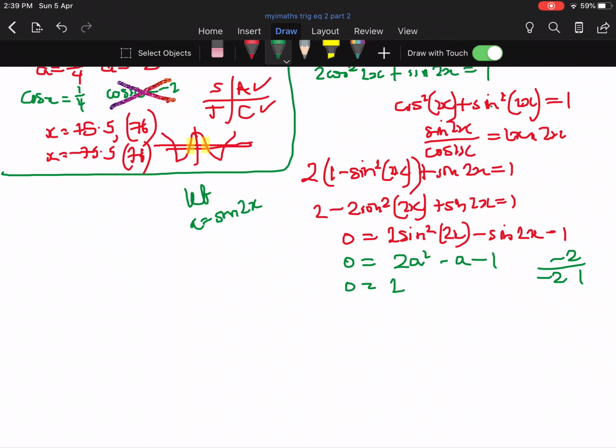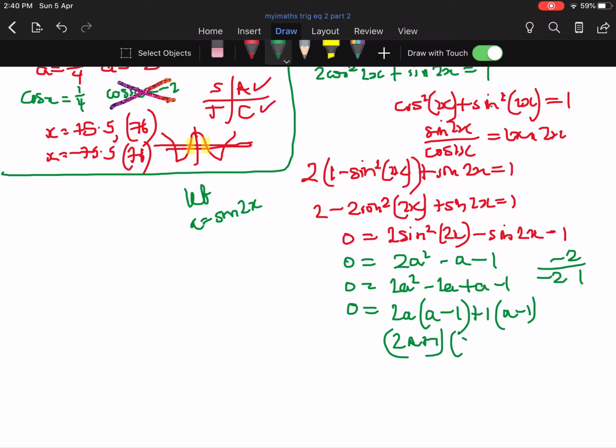So 0 equals 2a squared minus 2a plus a minus 1. So 0 equals 2a bracket a minus 1 plus 1 bracket a minus 1. So that gives me 2a plus 1 and a minus 1.